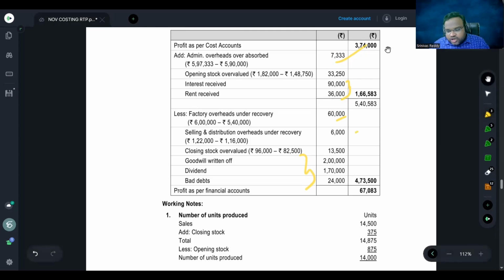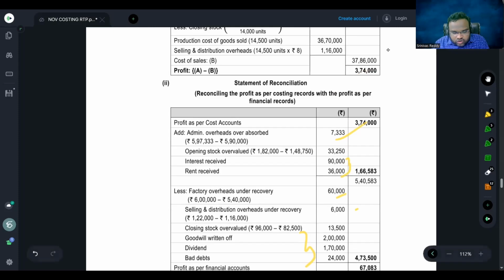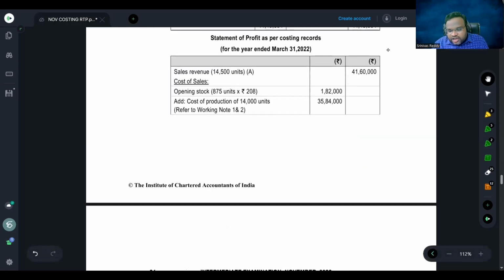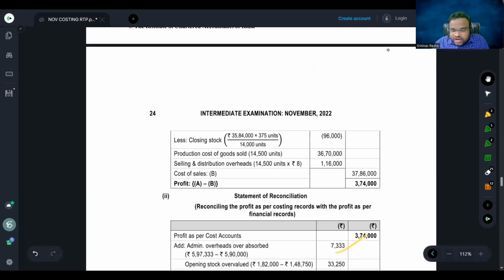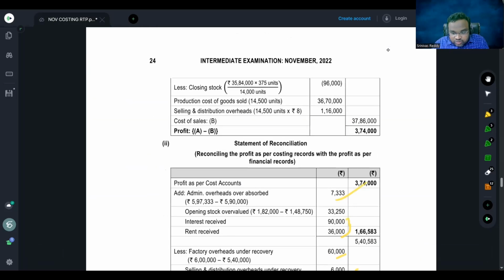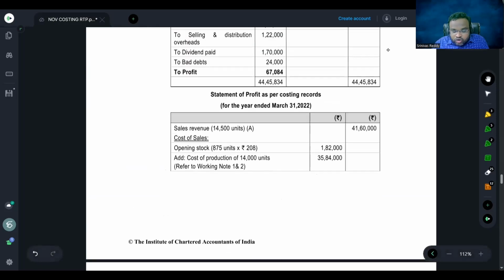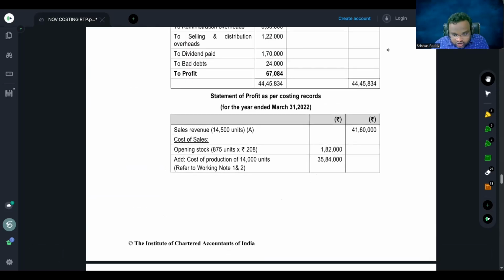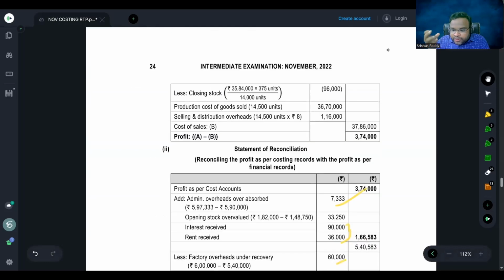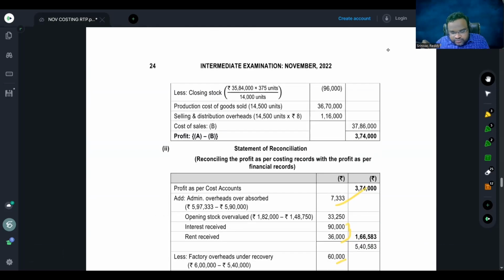Now let us come to opening stock and closing stock. Opening stock in financial accounts, you have valued at which value? You have valued at 1,48,750. Whereas in cost accounts, you have valued opening stock at how much value? 1,82,000. So that means in financial accounts, the opening stock value is less. In cost accounts, opening stock value is more. So opening stock will decrease your profit or will increase your profit? It would have decreased your profit because you have debited more amount on the debit side of cost accounts. So to that extent, I'm increasing back 33,250.